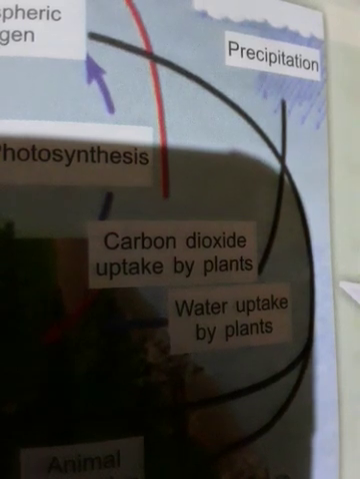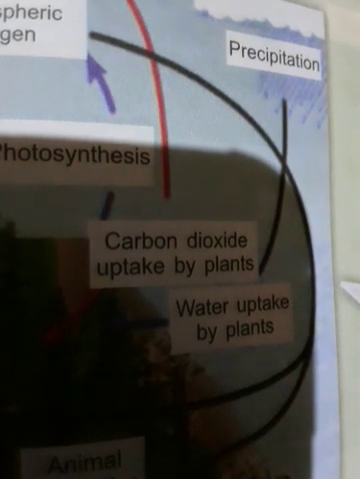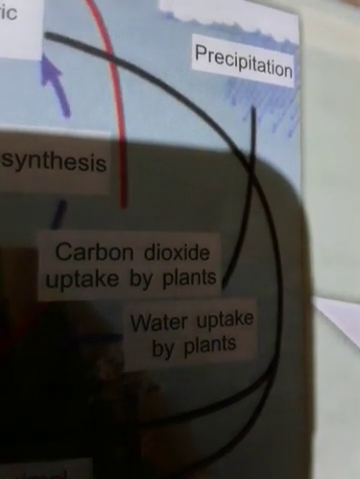Human activities have caused an imbalance in the cycles. For example, farmers use fertilizers which are rich in nitrogen. When it rains, nitrogen-rich fertilizers are washed away and make their way into streams, ponds, lakes and rivers.